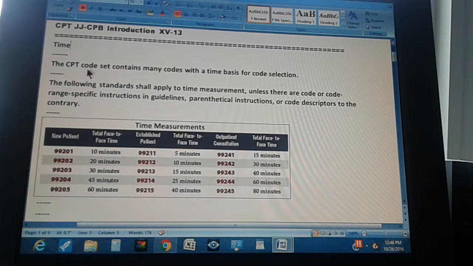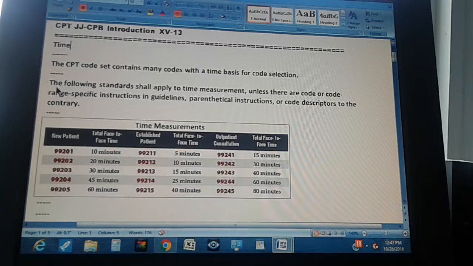Time. The CPT code set contains many codes with a time basis for code selection, which means that if the time it takes to do a procedure or an exam or a consultation changes, the code changes. There's one code for 5 minutes, another for 10 minutes, another for 25 minutes, and so on, right?